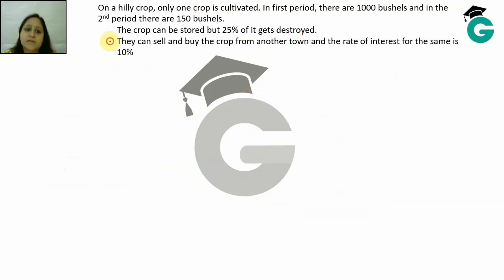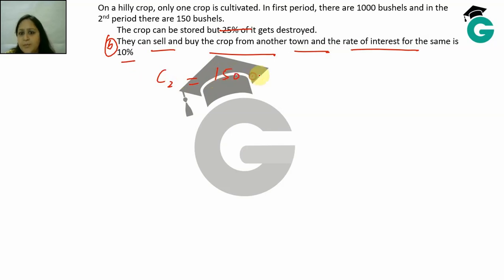B part. This is the B part. They can sell and buy the crop from another town and the rate of interest for the same is 10%. अगर मैं sell कर सकती हूँ और buy कर सकती हूँ, तो इसका मतलब मेरा ये जो storage का था ये option तो खत्म ही हो गया, वो तो A part था वैसे भी. तो अब हमारे पास क्या होगी? Now my budget line will be C2 equal to M2 plus M1 minus C1 the whole into 1.1 because that's my rate of interest.